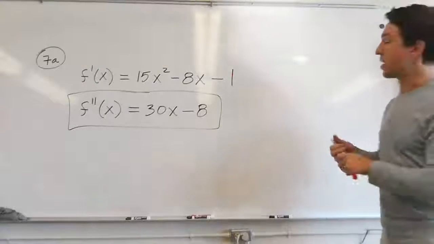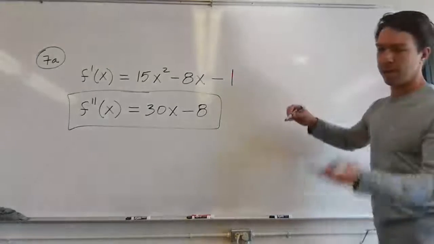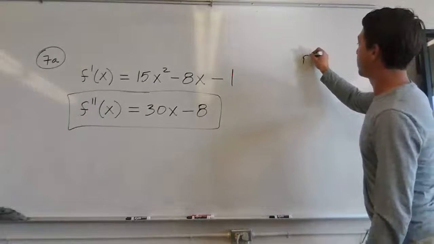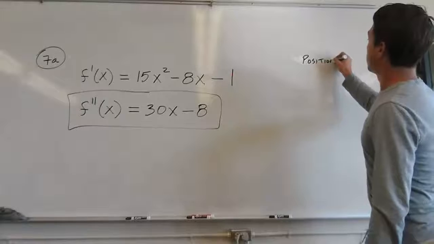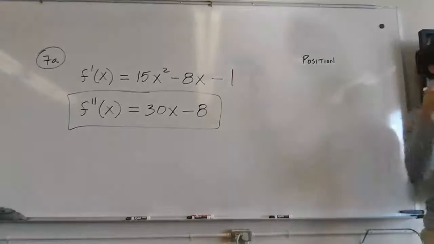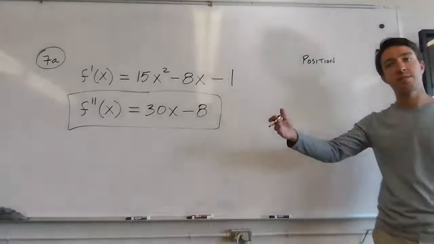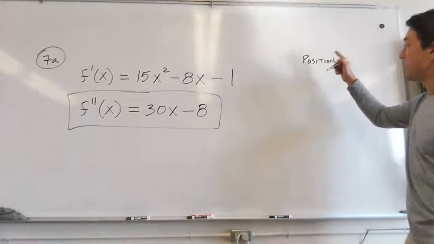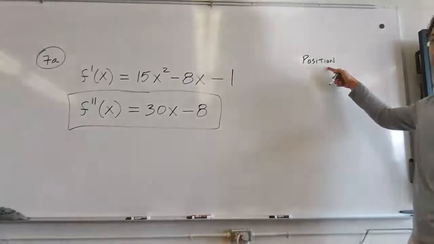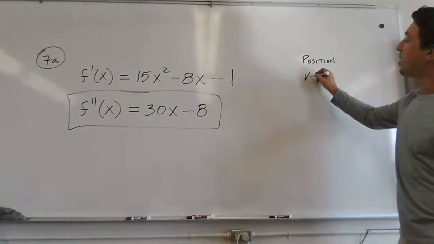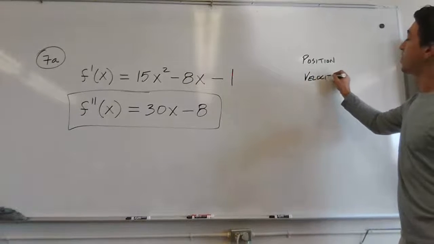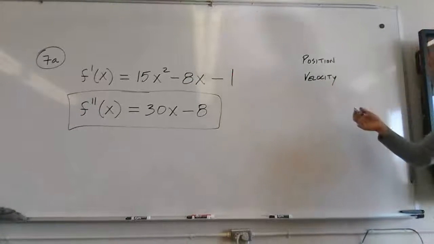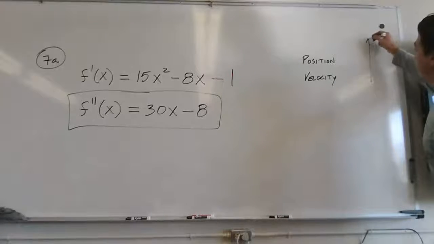But here's the simplest example. This is going to be one of our problem sets. Say you have a position function of something, like, hey, I got this function that tells me where something is at different times. The derivative of position would be velocity.